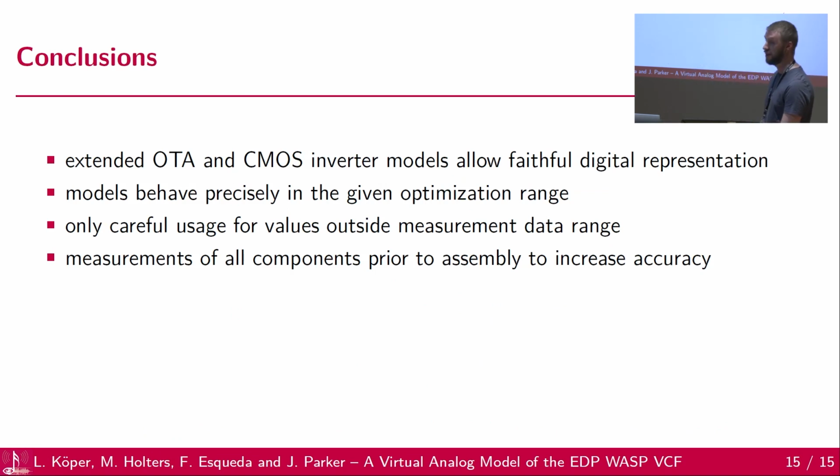So to conclude, the extended OTA model and the CMOS inverter models allow us a faithful digital representation of the WASP filter. And yes, they behave precisely in the optimization range, but we also need to take care to use these models only in the range of the measurements we did before, because we can introduce energy to the circuit if we do not do this. Yes, and of course it's helpful to measure all the components prior to assembly, which we could not do, but this would increase accuracy. Okay, so then thank you.